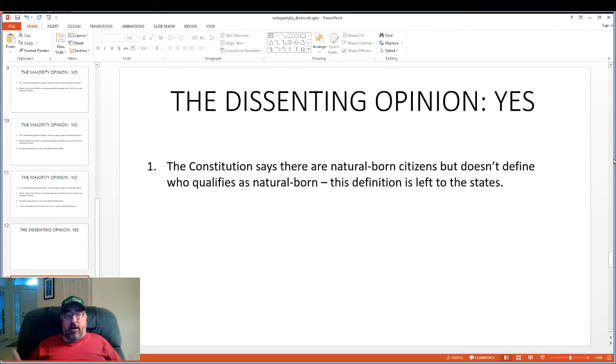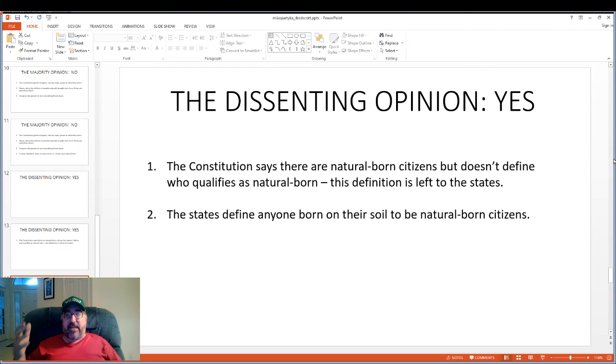Well, it just so happened that in the States, anybody born on, say, Texas soil or Maryland soil or whatever state soil is a citizen of that state. That person is a natural born citizen of that state and therefore a citizen of the United States. So the states have it in their power to say, hey, look, if somebody's born on our soil, whether that person be free or slave, yes, that person is a natural born citizen.